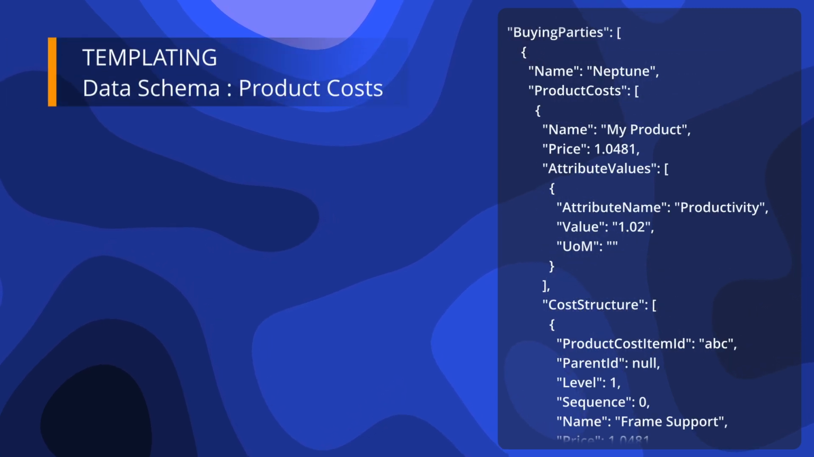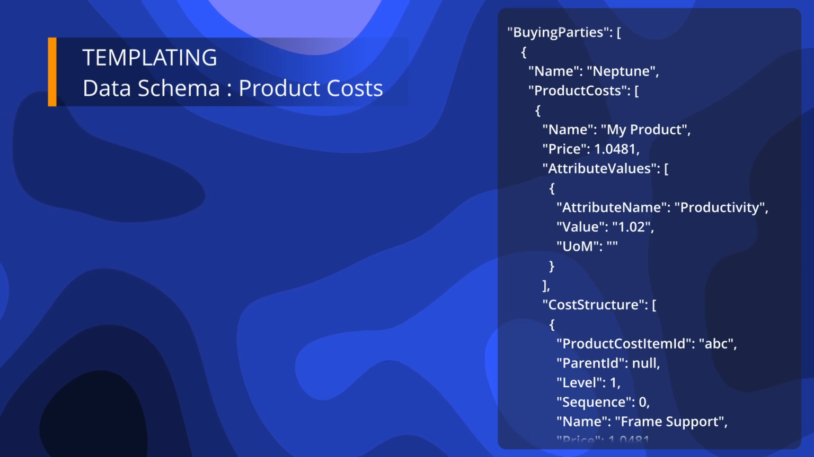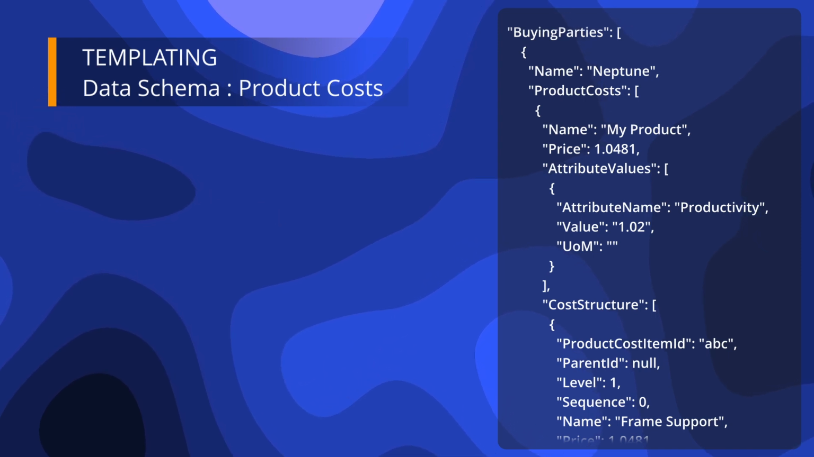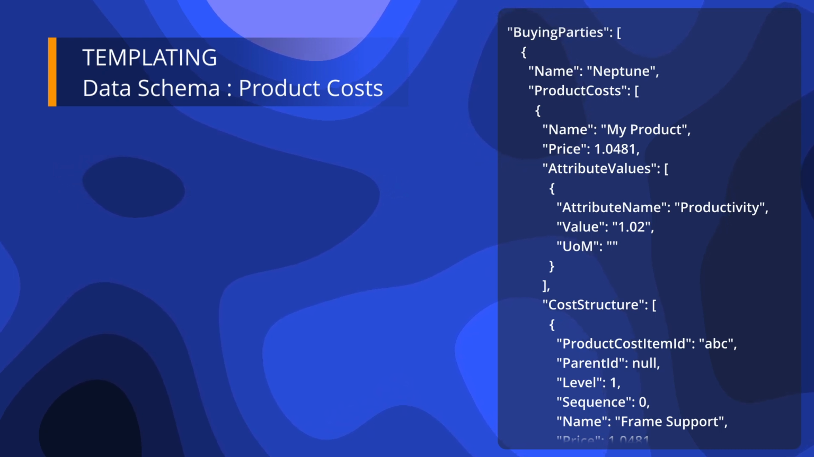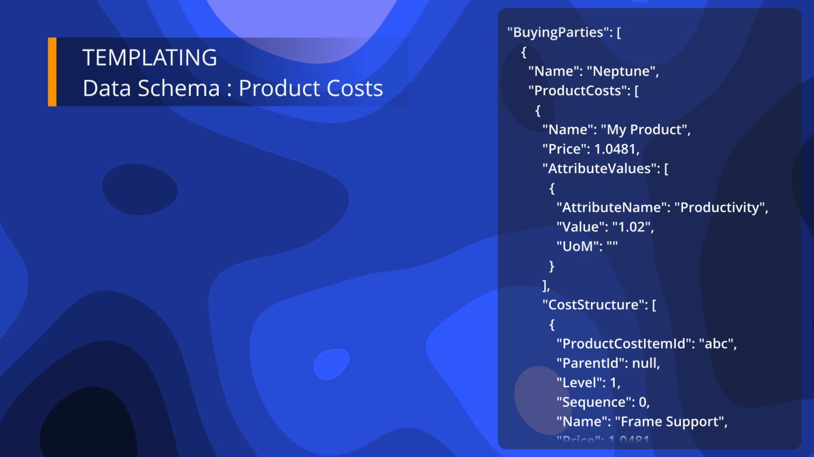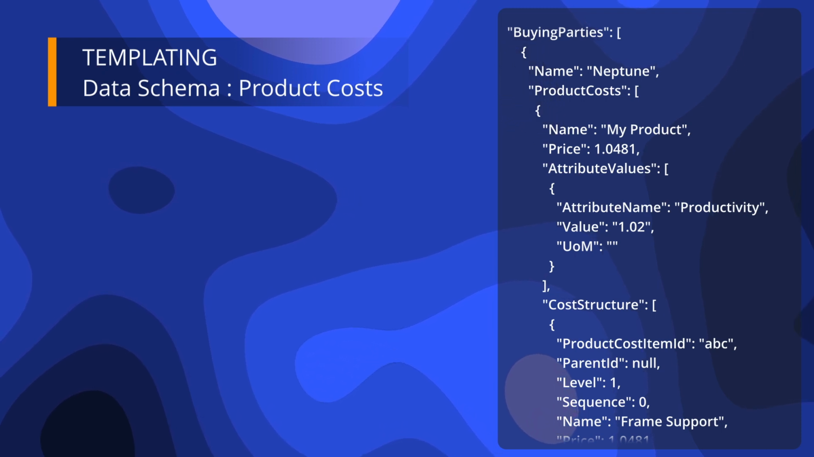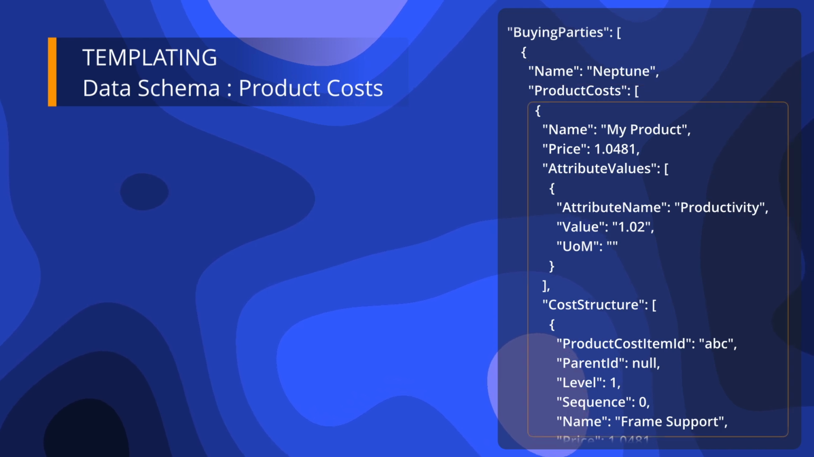Finally, the most important area from a legal text perspective are the product costs. These contain the products that the buying parties have agreed to buy under the terms of the agreement, along with their selling prices. Once again, I have populated the example on the right with a minimal set of data to explain the format. The company, Neptune, has a single product cost.